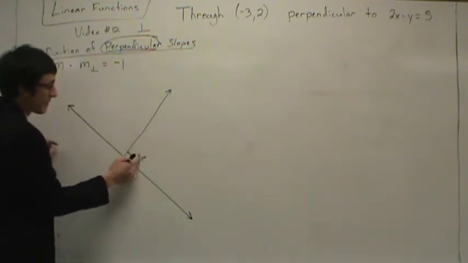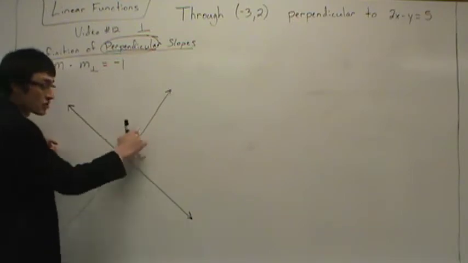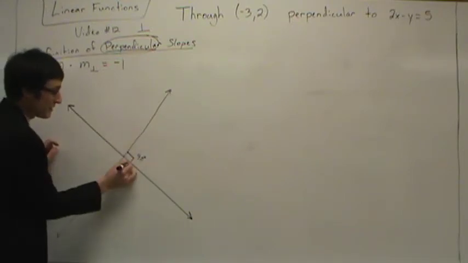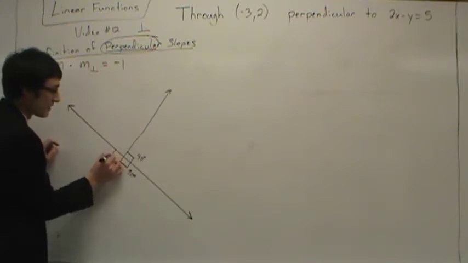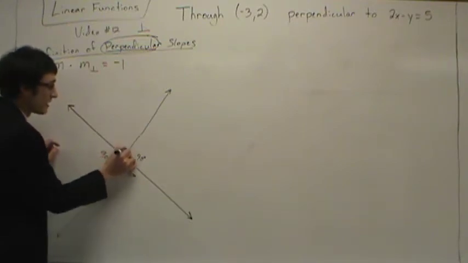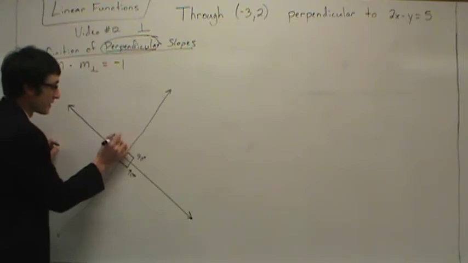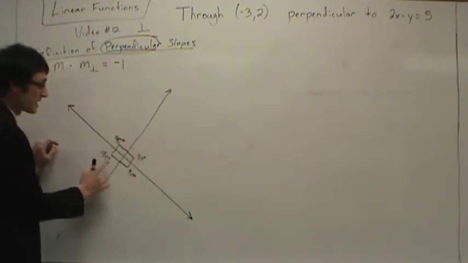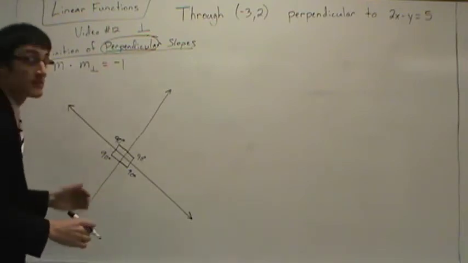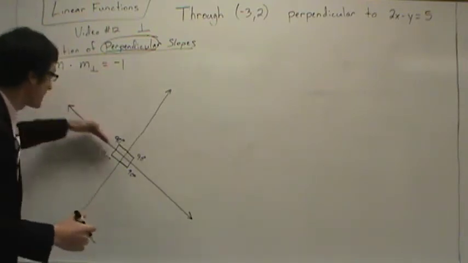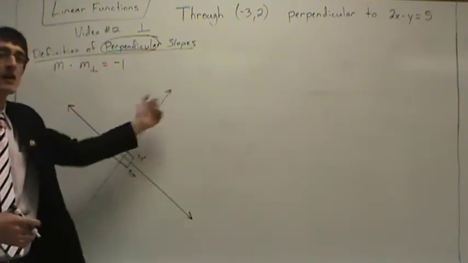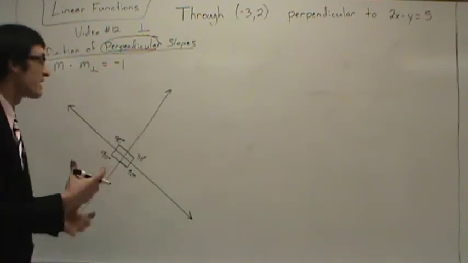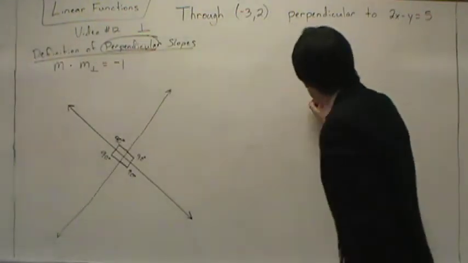Okay, notice how many degrees are in a circle. Hopefully you say 360. Okay, we have a 90-degree angle, 90-degree angle, another 90-degree angle, and a fourth 90-degree angle. 90 plus 90 plus 90 plus 90 equals 360. So what we've established here is that if one line has a negative slope, the perpendicular line will have a positive slope. Now, let me show you an example.